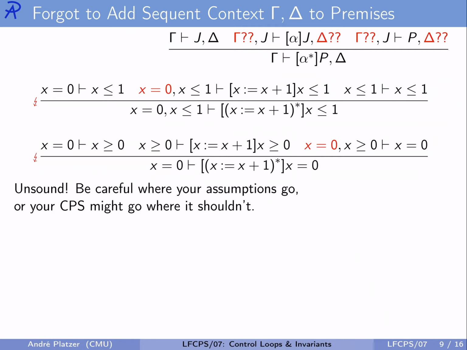Be very careful where your assumptions go, or your CPS might go also where it shouldn't. It's important to distinguish proof rules, as well as in the loop invariant proof rule, individual premises that are reasoning globally, such as here. This is reasoning globally. It shouldn't keep the context, whereas that one is reasoning locally. It can keep the context. Which one is local and which one is global? Well, admittedly, that's easier to see from the individual axioms we're using, which we've put together along with global proof rules to justify this proof rule.